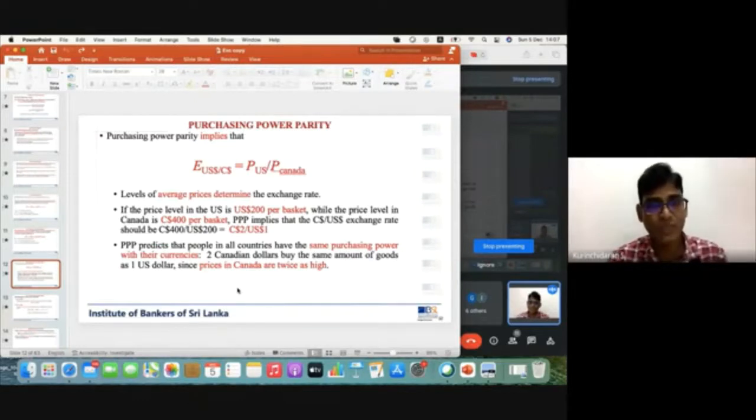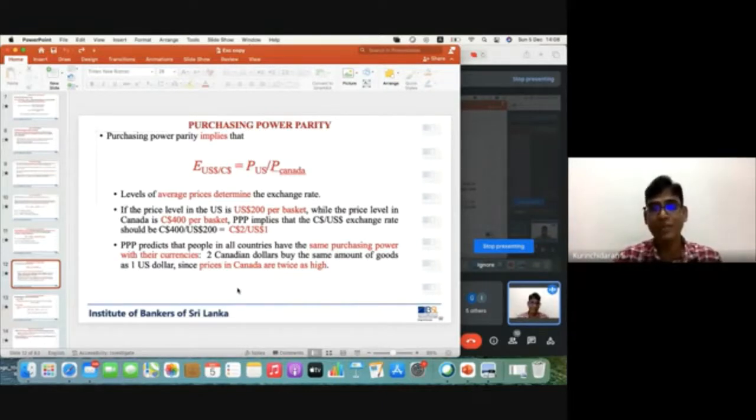You can look into this example as well. If the price level in the US is USD 200 per basket, while the price level in Canada is 400 per basket, you should think of it as a similar basket, right? The goods are the same. So in the US, the basket price is 200 bucks in USD terms, but in Canada, it's 400 bucks. So based on purchasing power parity, you can see the exchange rate. That means you divide Canadian dollar 400 by 200, which means $1 is equal to 2 Canadian dollars. So you can take the price level and compute your exchange rate.